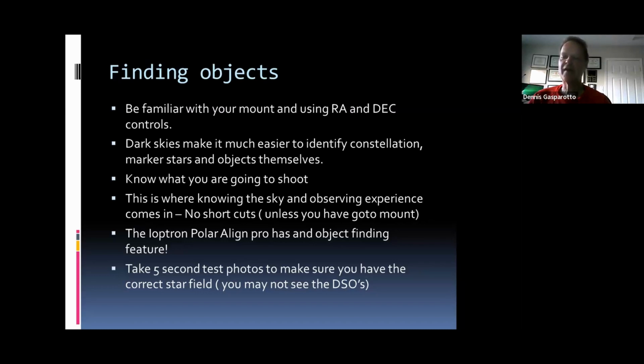So that app that I showed you earlier on, the Polar Alignment Pro, actually has an object finding feature in it. There are several steps to it, but it can work pretty well if you have it properly polar aligned. Anyway, this and focusing are going to take most of your time to perfect before you can really get into doing deep sky astrophotography.